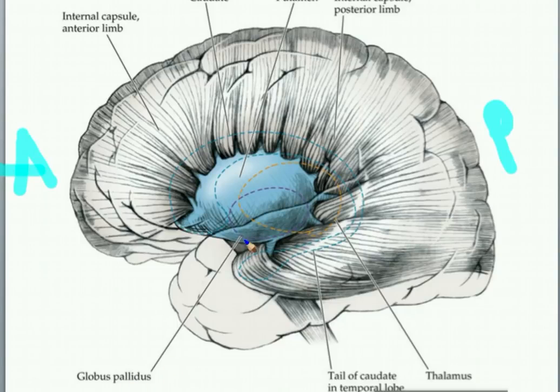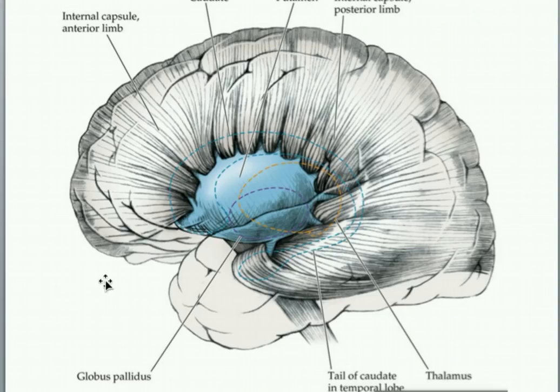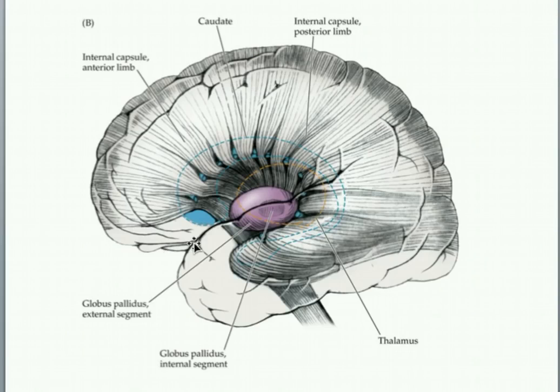and then you can see the globus pallidus and the thalamus in orange. So here, I think this is a good view. The putamen is the most lateral structure here, and we can switch back and forth. So here's the putamen again. And then if we were to remove the putamen, we would reveal the globus pallidus, and so they're showing this.